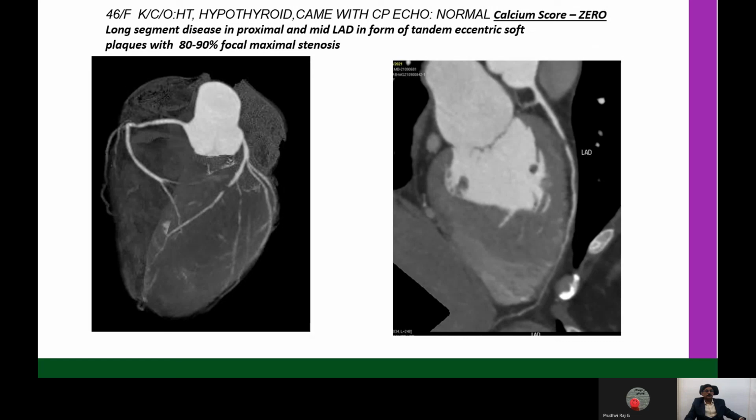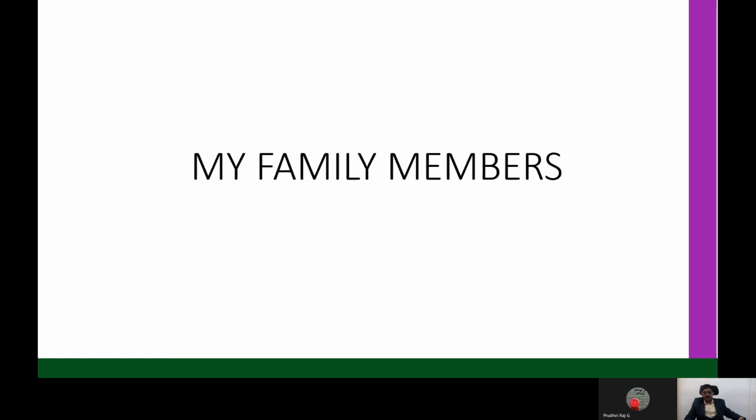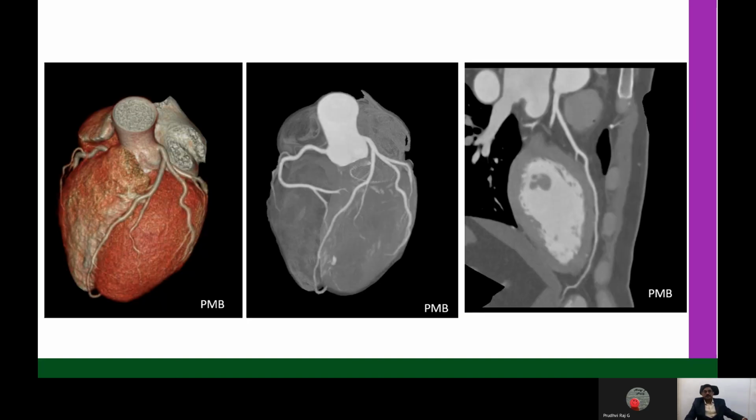And similarly, for calcium score 0, again, the long segment is in the proximal LAD. So there are several patients who have calcium score 0. This is common in Indian patients, who present with ACS about a decade and a half earlier compared to Caucasians. And this is my younger brother, whose CTCA is normal, around 50 years old.